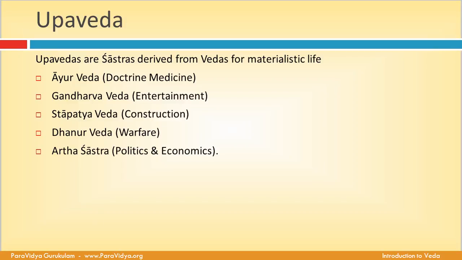Upaveda. Upavedas are Shastras derived from Veda for materialistic life. They are Ayurveda, Gandharva Veda, Sthapatya Veda, Dhanur Veda, and Artha Shastra.